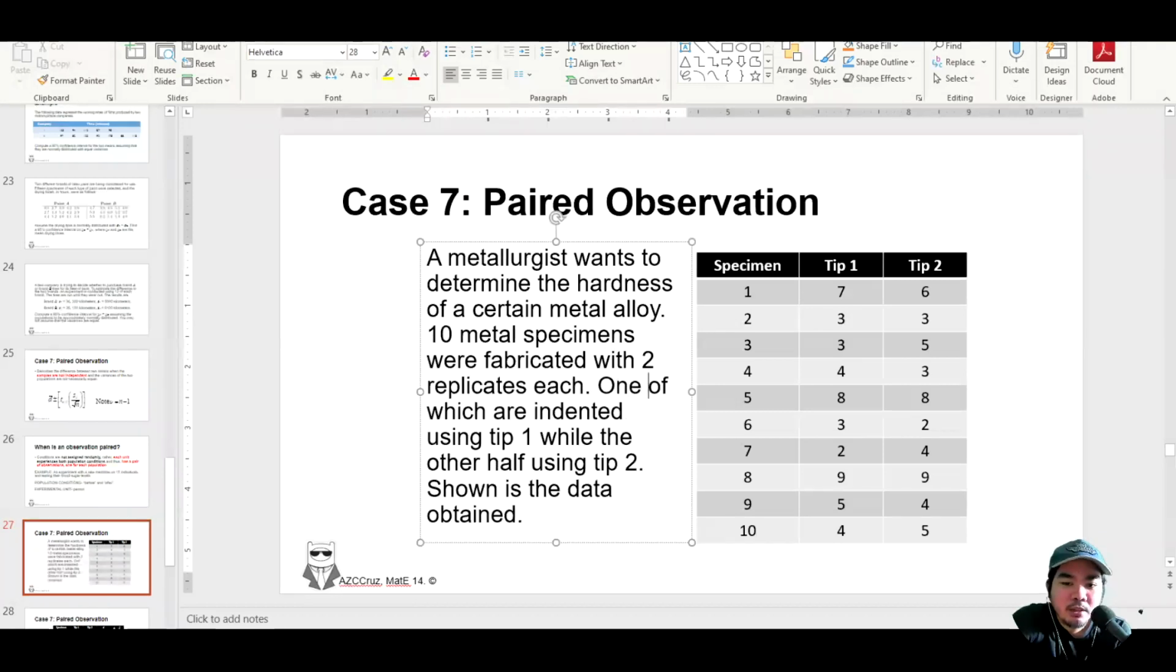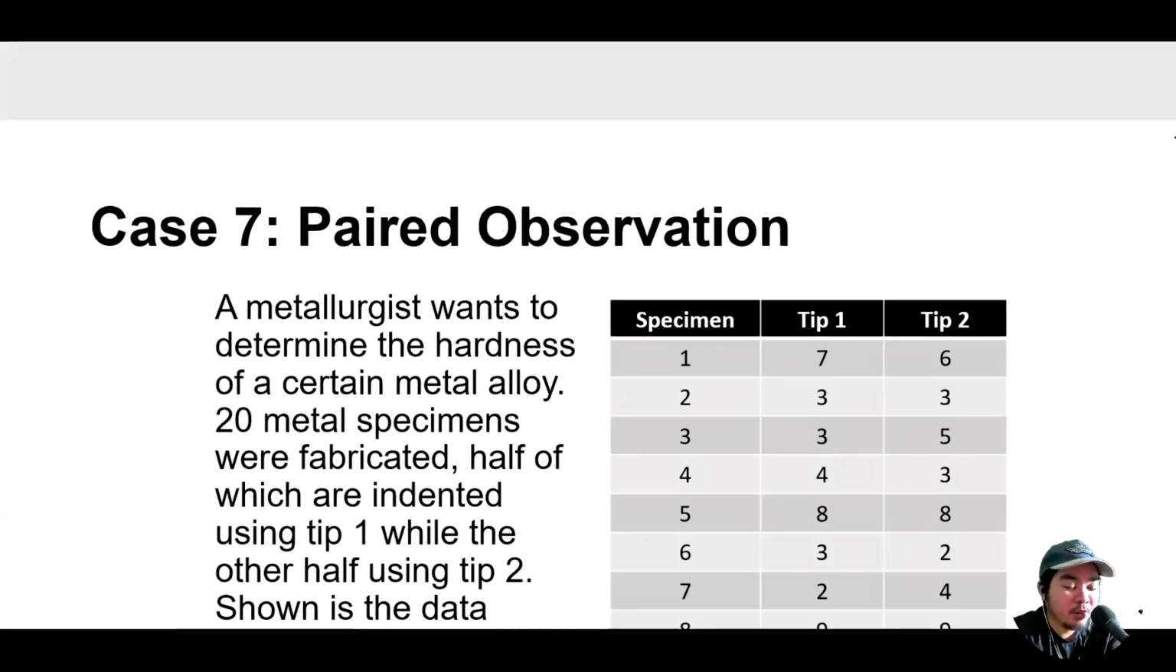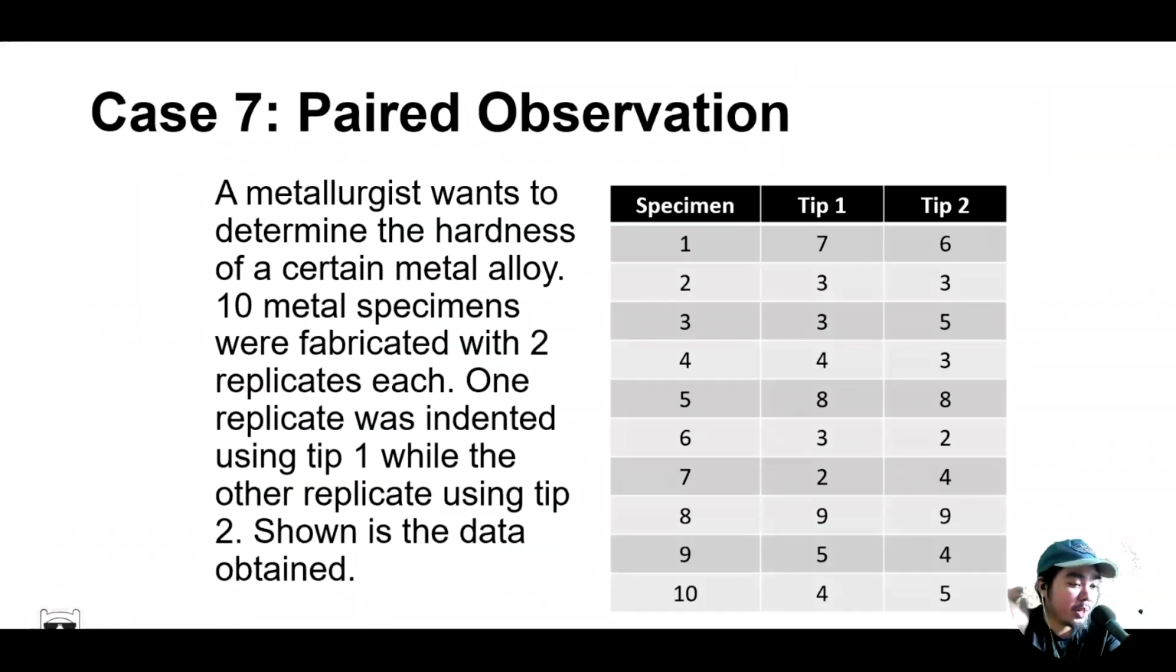One replicate was indented using tip 1 while the other replicate using tip 2. Ito, pag ganito siya, ito mas obvious na, class, no, na dapat paired observation siya.